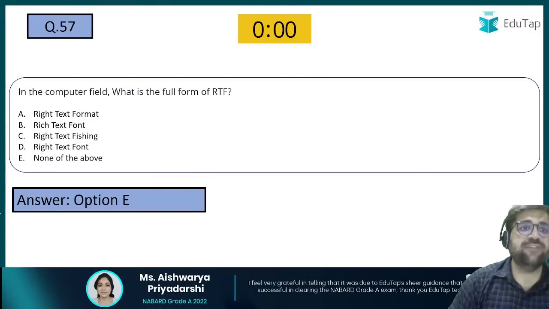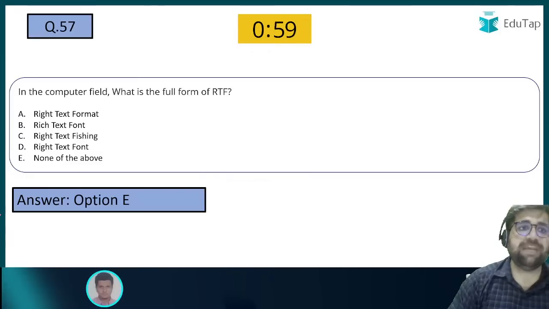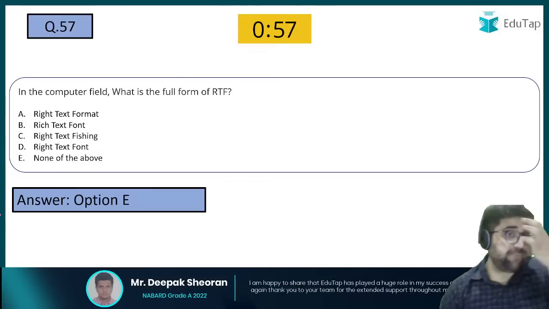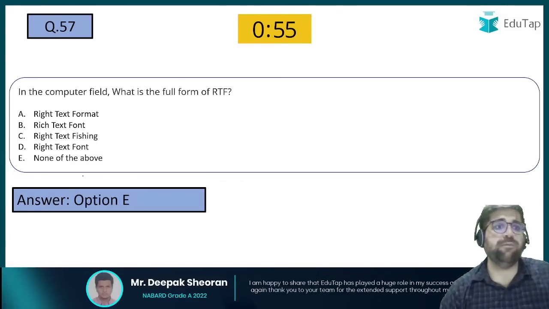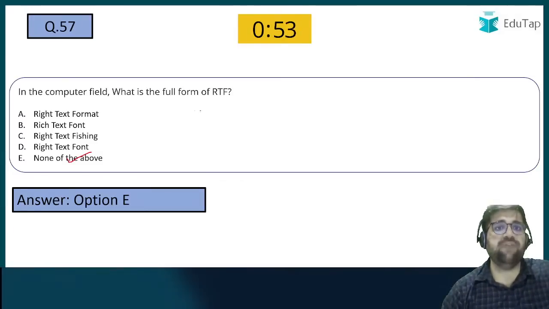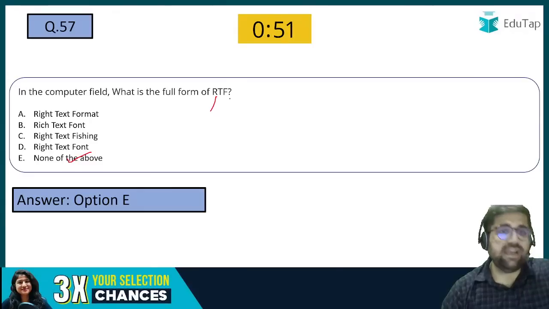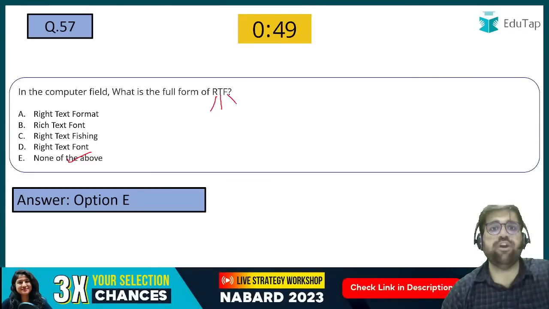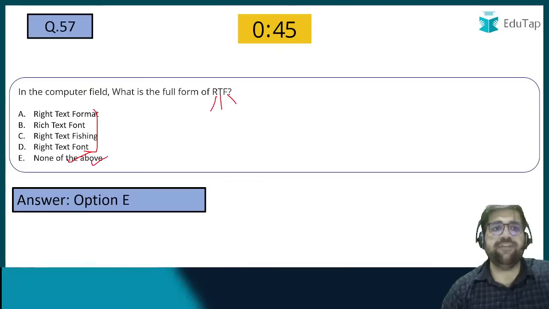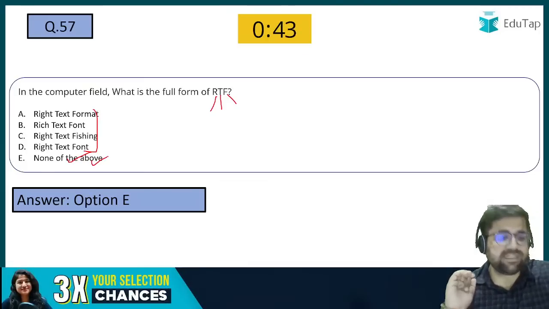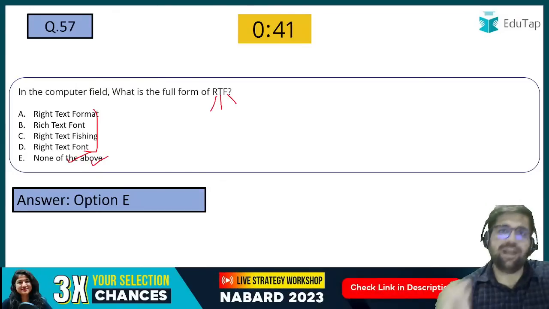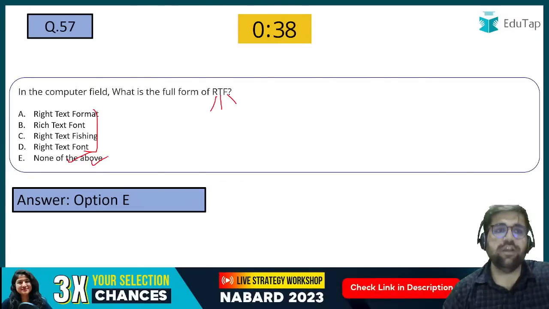And if you see, options A, B, C, D, they all are just confusing you. Therefore, the right answer will be option E, that is none of the above. It is rich, R-I-C-H, text, T-E-X-T, format, F-O-R-M-A-T. Therefore, none of the above is correct. This is how googly will come in your exams, and this is how you will lose marks as well. Okay, question number 58.